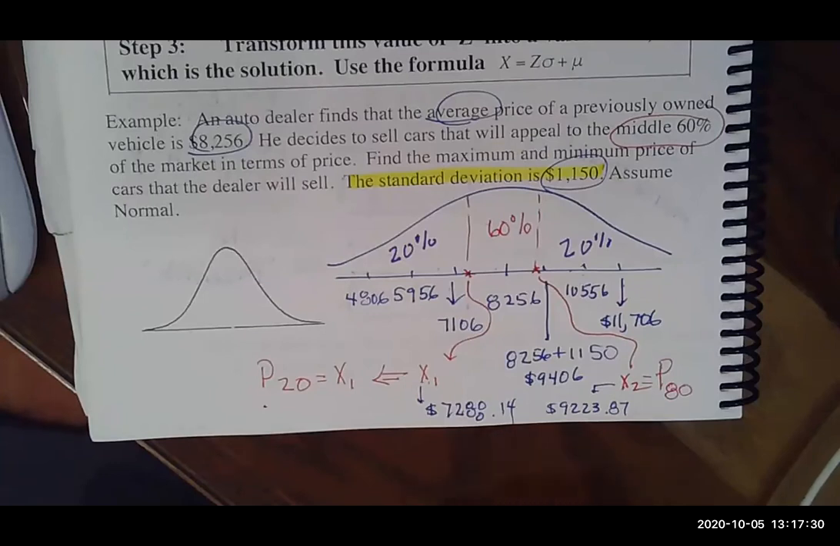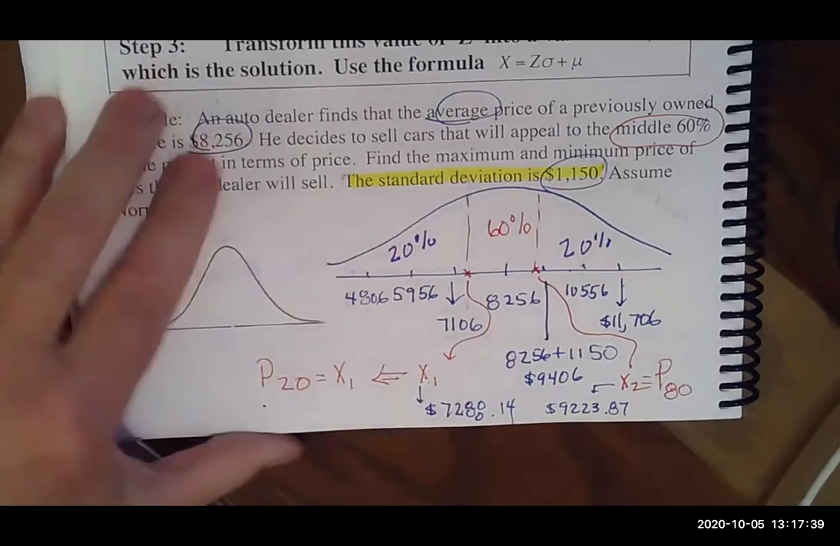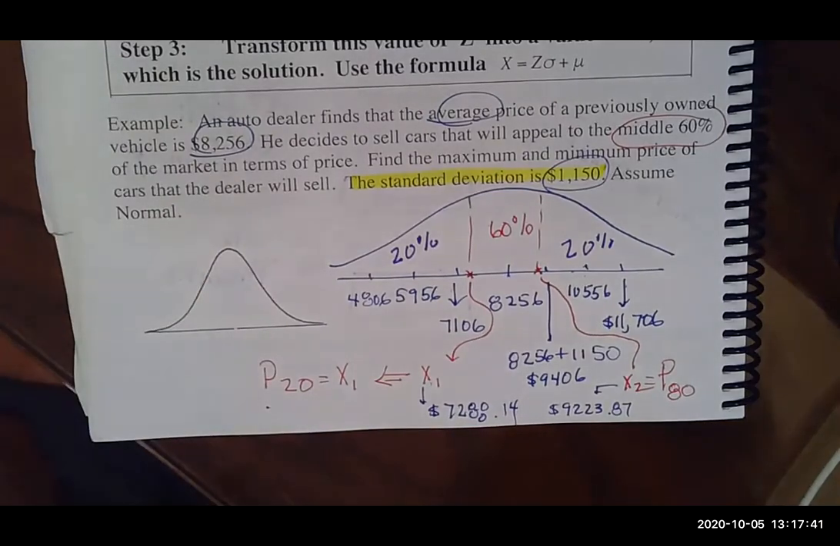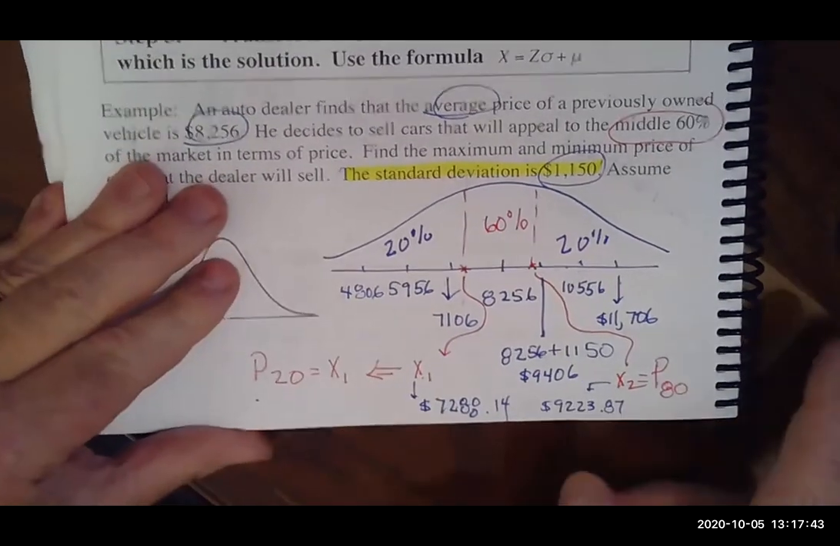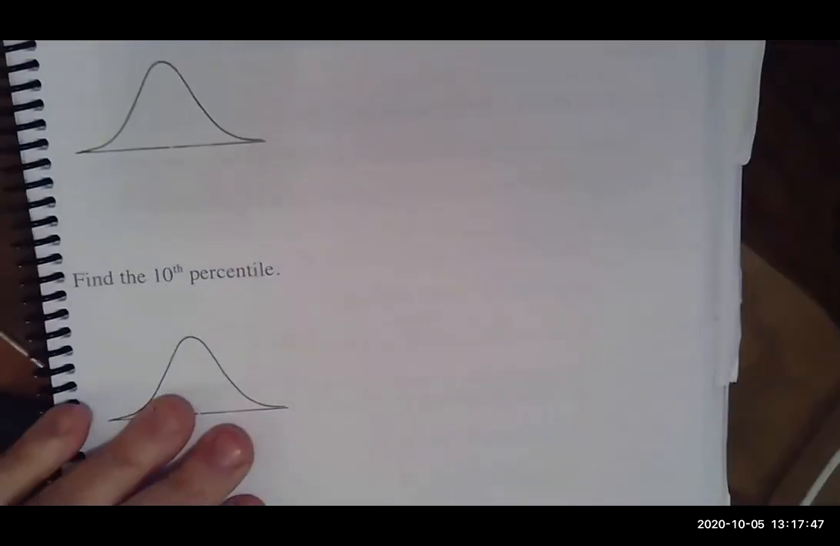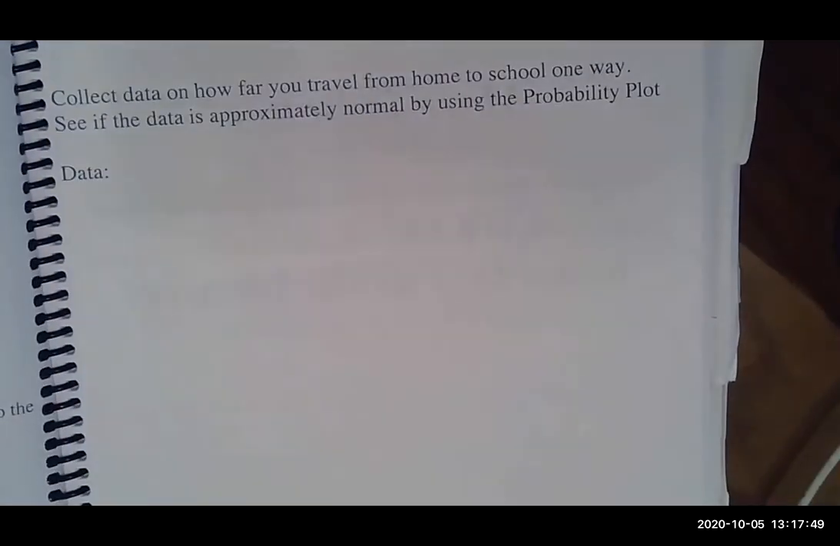Inverse normal. Inverse norm, that's what you're using. And I think I gave you 2 page numbers in 6.5 to refer to. All right, let's see.